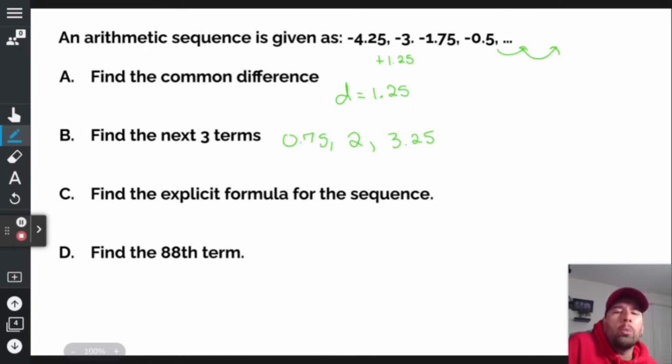Find the explicit formula for the sequence. And if you're like, explicit formula, is that a formula that involves more cursing?